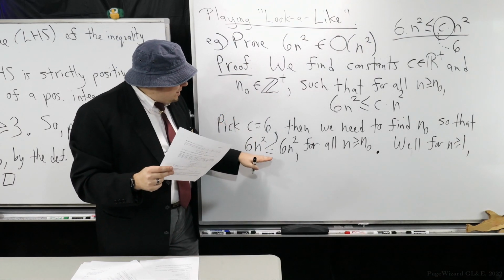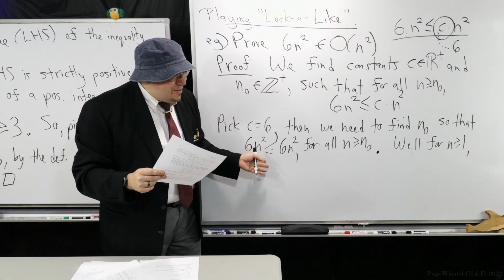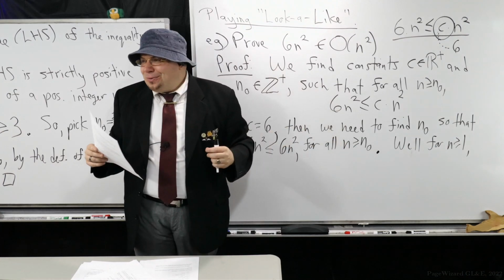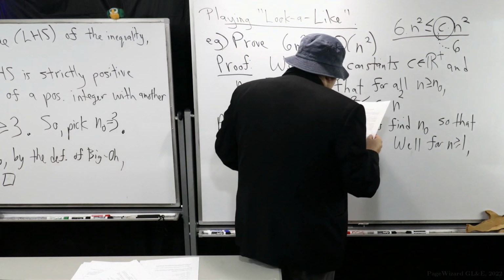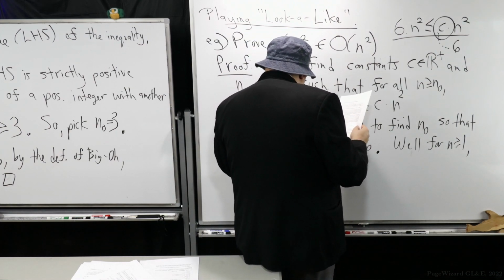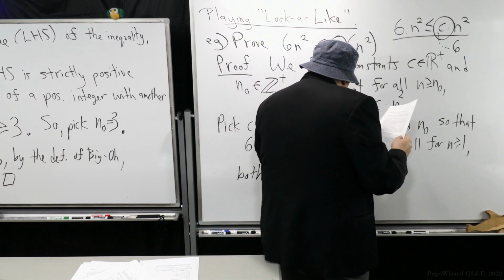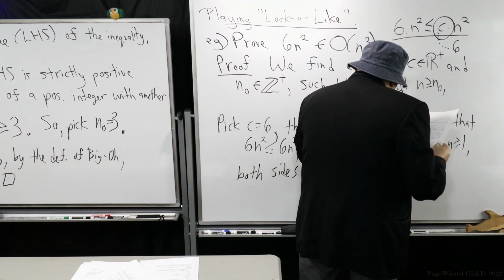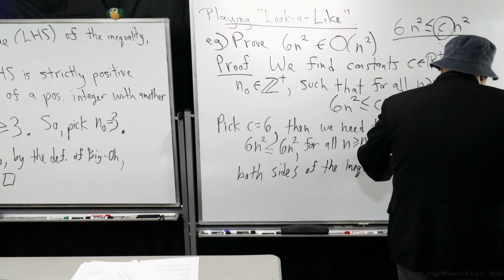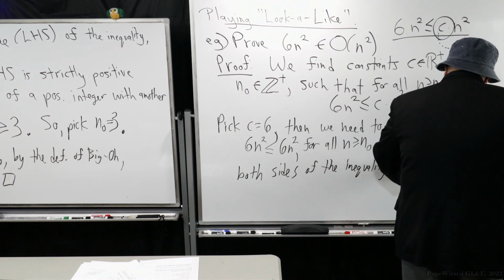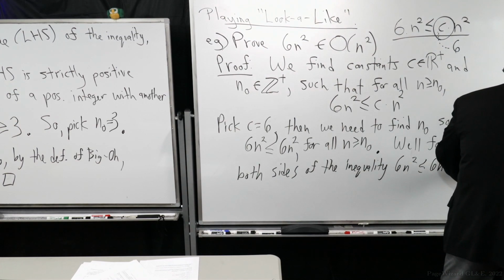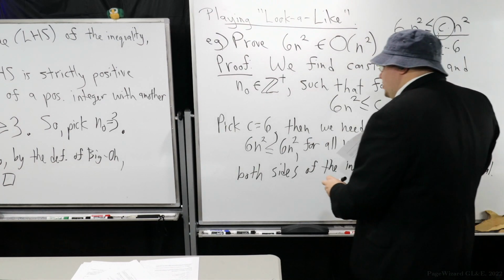Notice that this is an equality, right? It doesn't even need to be an inequality, it's an equality. So I'm just going to say for all n greater or equal to 1, both sides of the inequality (6n squared is less or equal to 6n squared) are equal, right? So I'm just going to choose n0 to be 1.